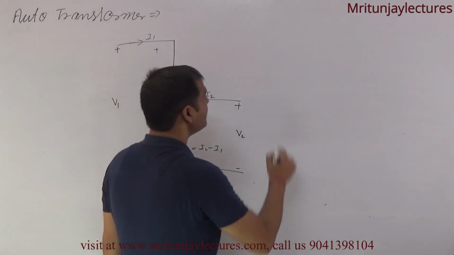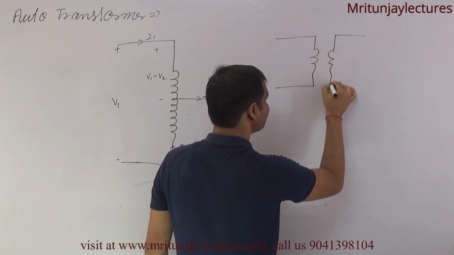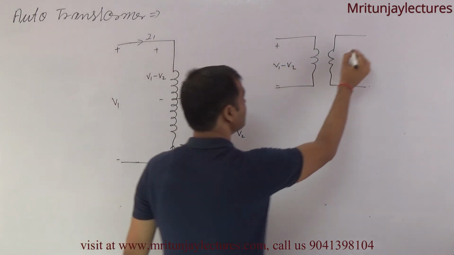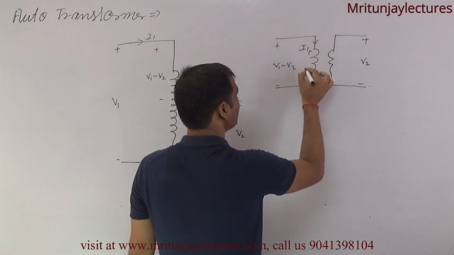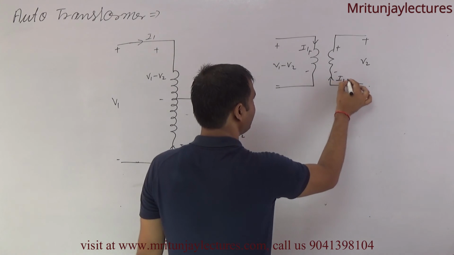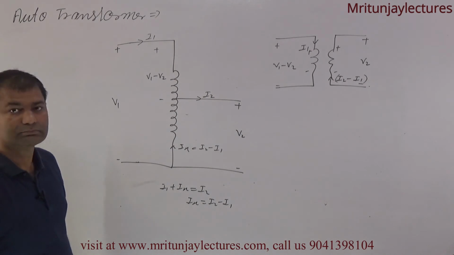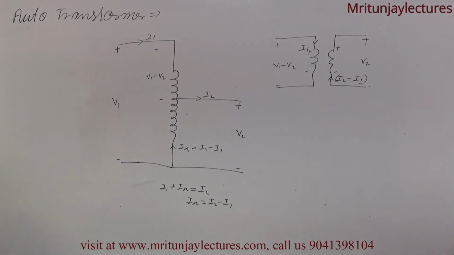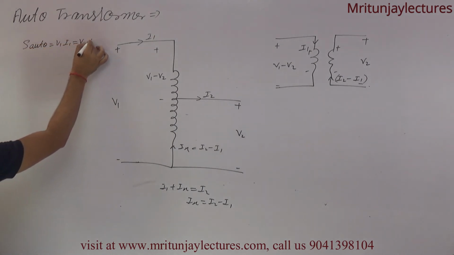Okay, it means the voltages are V1 minus V2 and V2. This is I1 and that is I2 minus I1. Clear? That is two winding and that is auto. The VA rating of auto is V1 I1, which will be equal to V2 I2. Clear?